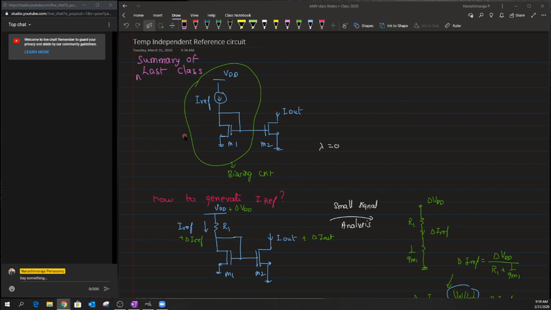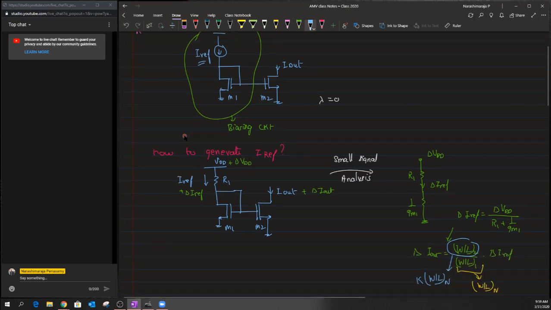So we started with the discussion of the simple current mirror, and we had this structure. Based on this structure, one could define the value of I out as the geometric ratio of M2 by M1 times the I reference. So we found that this I out is independent of the VDD. And the next question was how to generate this I reference.